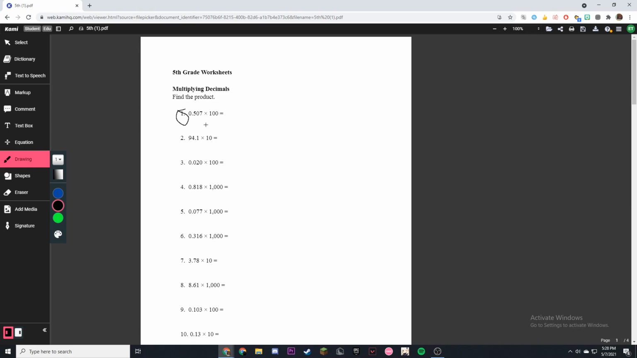0.507 times 100. Since we're multiplying by tens and hundreds, there's a little trick that you can use. So for this example, we're multiplying by 100. And there are two zeros in 100, so we just move the decimal place to the right two times. One, two, and just like that, we get 50.7 for number one.